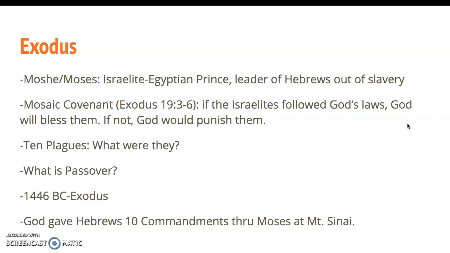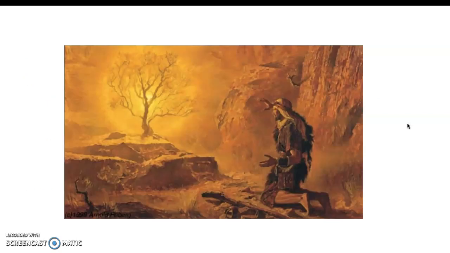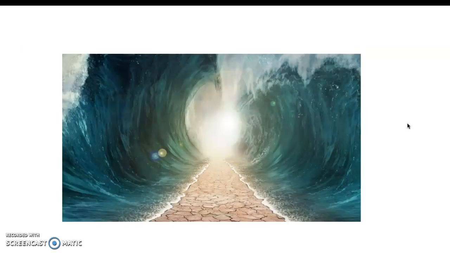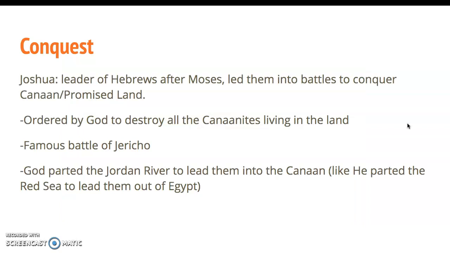Kind of the conclusion of that time period with God giving the Hebrews the 10 commandments through Moses at Mount Sinai before their wanderings in the desert. You've got Moses and the burning bush, and your 10 plagues right here. Waters to blood, frogs, gnats or lice, swarms of flies, animals sick and die, boils, hail, locusts, darkness, and then firstborn boys die. So I've got some videos I'm going to have us watch later on as we're going through, but we're kind of familiar with the story of Moses.